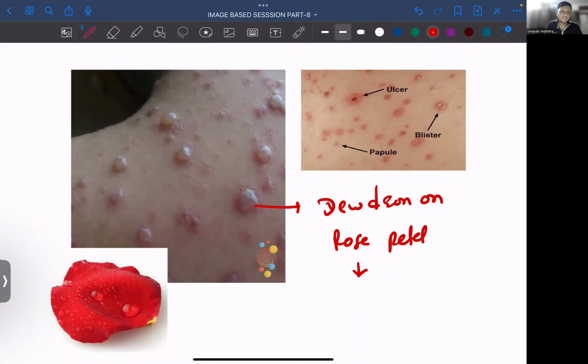Yes, it is seen in, इसलिए तो पूछा जाता है. Easiest question, still people mark it wrong. This is due to varicella zoster virus. Okay, varicella zoster virus.